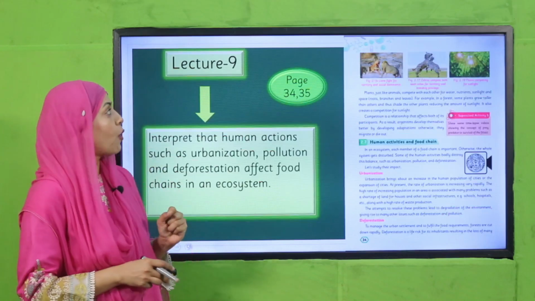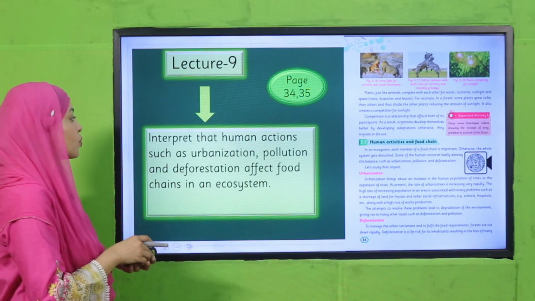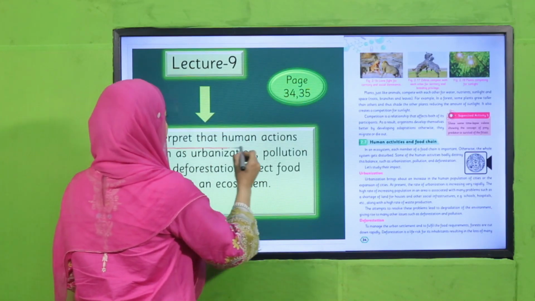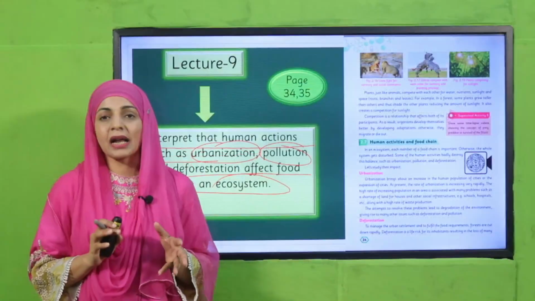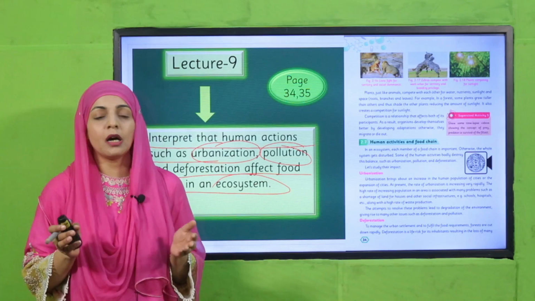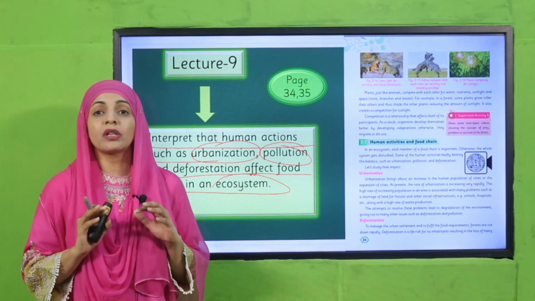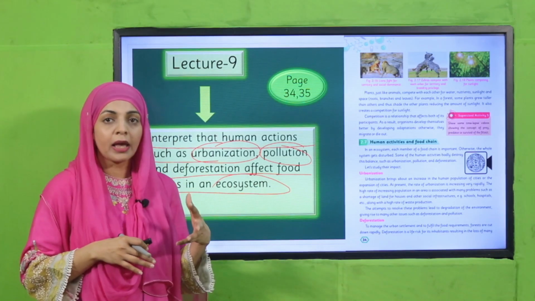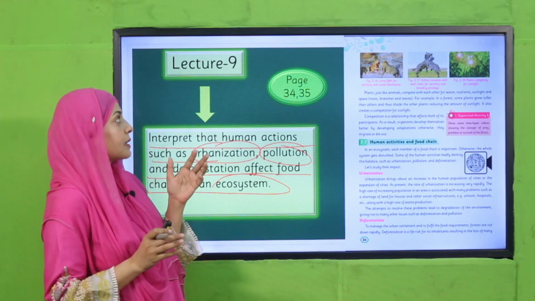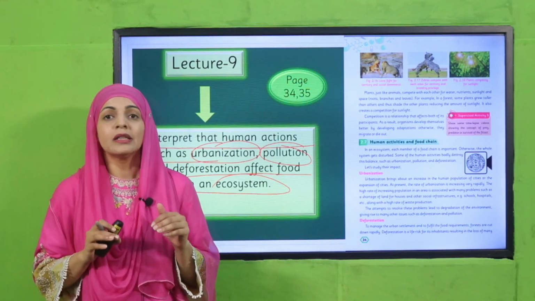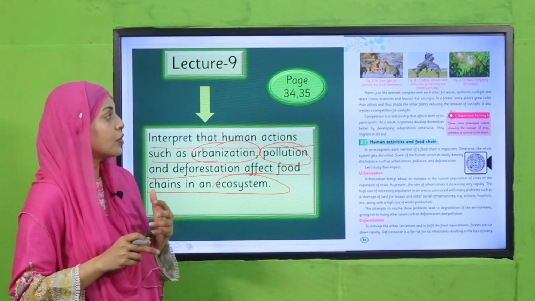And then we will move forward towards lecture number 9, and the students will be able to interpret that human actions such as urbanization, pollution, and deforestation affect food chains in an ecosystem. So my dear students, humans are also part of the ecosystem, और कैसे उनकी activities दूसरे habitats और ecosystems को disturb कर रही हैं. This will be discussed in lecture number 9, and the pages that we will study are page number 34 and 35.